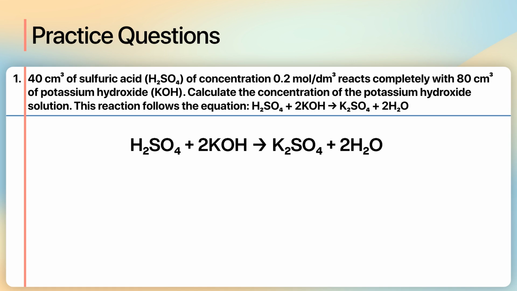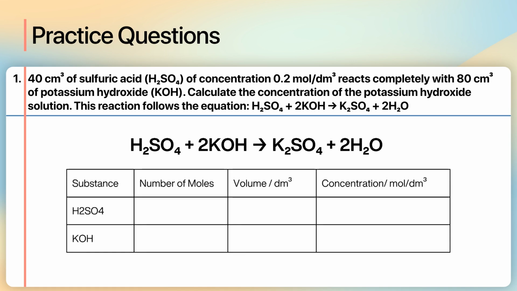First, let's identify the given information and write it out in a table. The volume of sulfuric acid is 40 centimeters cubed. To convert this to dm cubed, we divide 40 cm cubed by 1000, which becomes 0.04 cubic decimeters. The question also tells us that the concentration of sulfuric acid is 0.2 moles per decimeter cubed, and also states that the volume of KOH is 80 cm cubed. Converting to dm cubed, we divide by 1000 to get 0.08 dm cubed. And now we need to find the concentration of KOH. Pause the lesson here and have a go at this question.